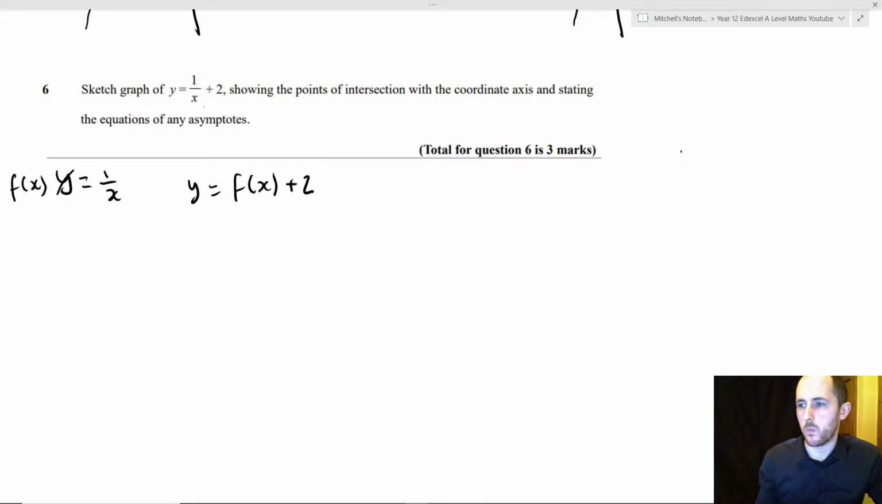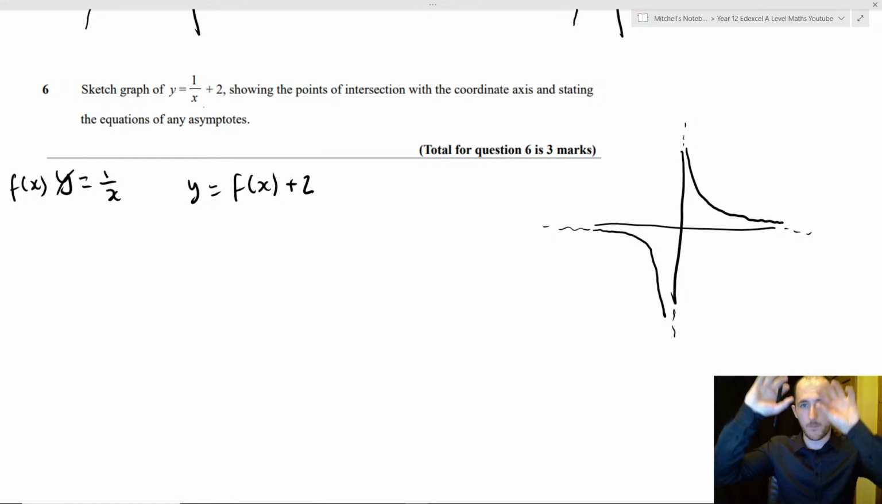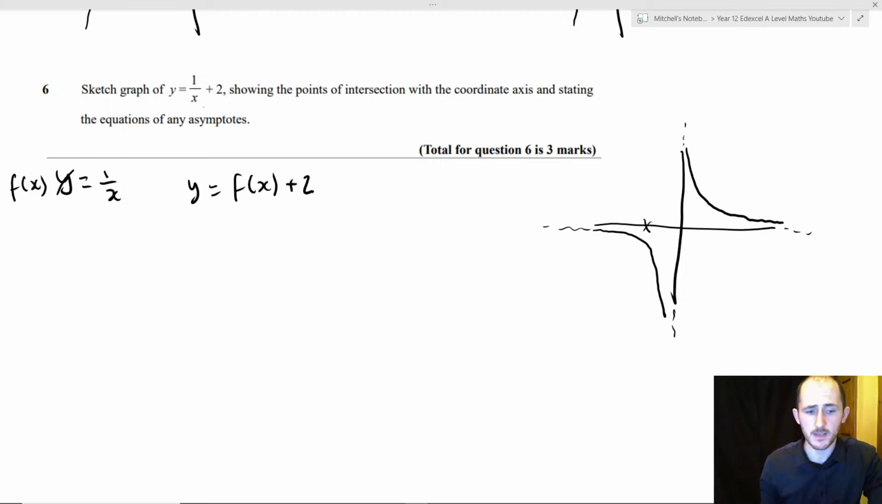If you remember with the 1 over x graph, you have something that looks along the lines of this. And the asymptotes are along here. Now, if I were to drag the graph upwards, it is going to meet the x-axis at a point over here somewhere. So we need to be really careful of that. It also means the asymptote is going to move upwards, which we have to label, giving the equation of any asymptotes, as it says in the question. But this asymptote here along the y-axis is going to remain identical to what it looks like now.